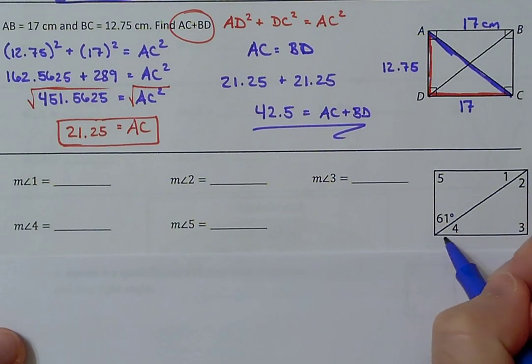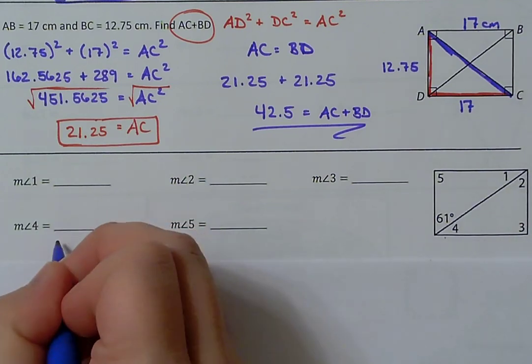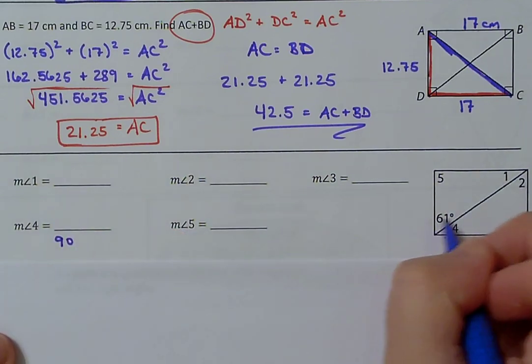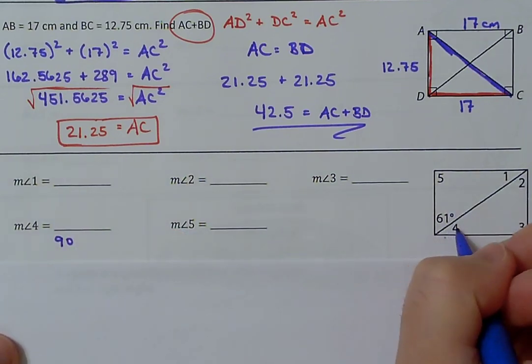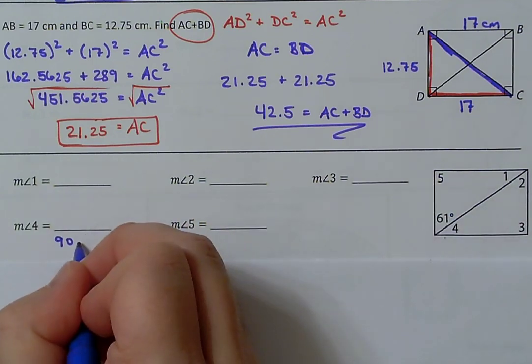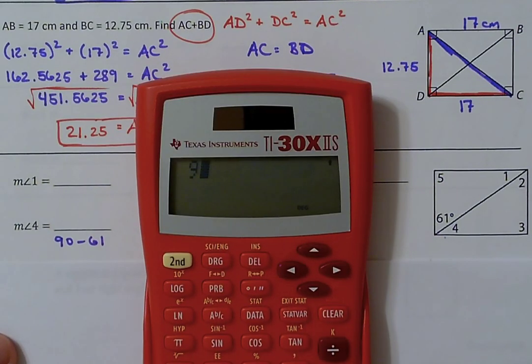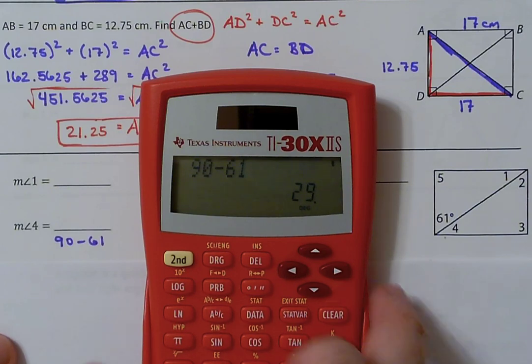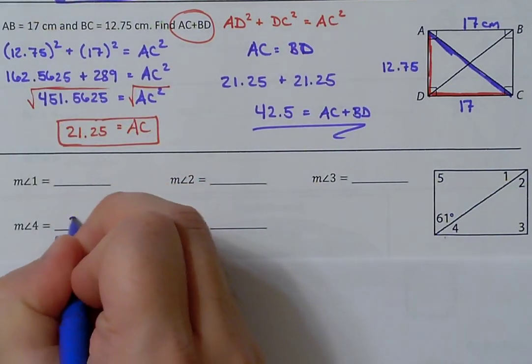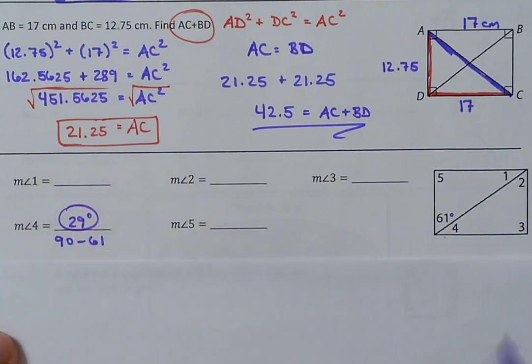So if this was originally 90 degrees, and I know this part is 61, to figure out 4, all we need to do is take 90, because this should be a 90 degree angle. So it needs to be 61 plus whatever 4 is, equals 90. So we're going to do 90 minus 61. And we get 29. So I now know that the measure of angle 4 is 29 degrees.